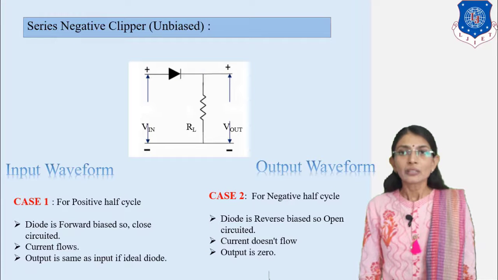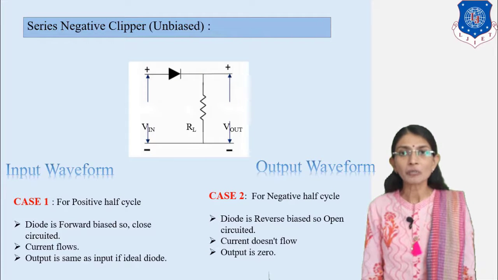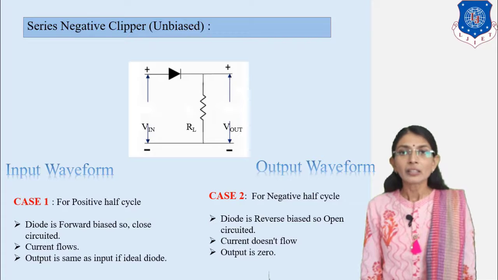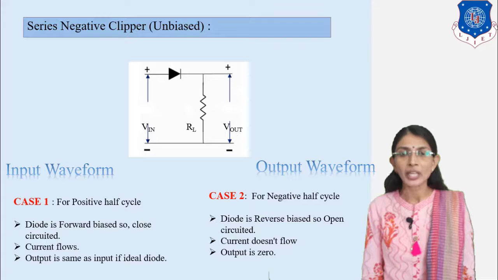Now, this is the series negative clipper, in which the diode direction will be reversed. Here also we have connected the diode in series with the input. So this is one of the types of unbiased series clipper, right? But if the diode direction is reversed so that the P terminal of the diode is connected with the input in series, then we will discuss case 1 and case 2 for the input half cycle, positive as well as negative, respectively.